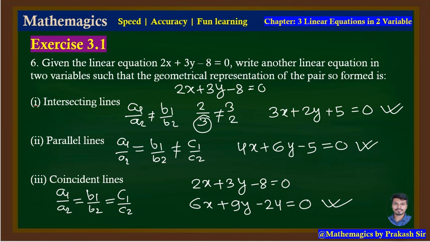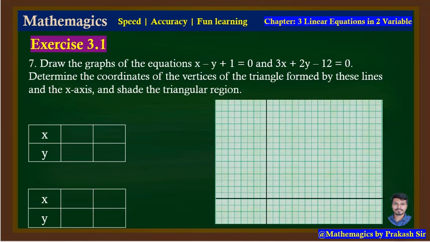Now we are moving forward to the last question of exercise 3.1. The question is saying that draw the graph of the equation, that is x minus y plus 1 is equal to 0. Let us write it. x minus y plus 1 is equal to 0. So here what we can say? We can say that x is equal to y minus 1. Let us take some values also.